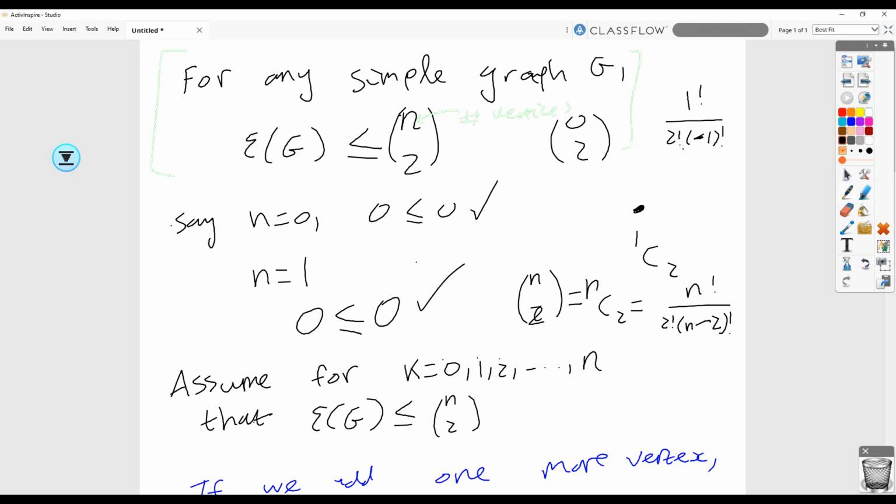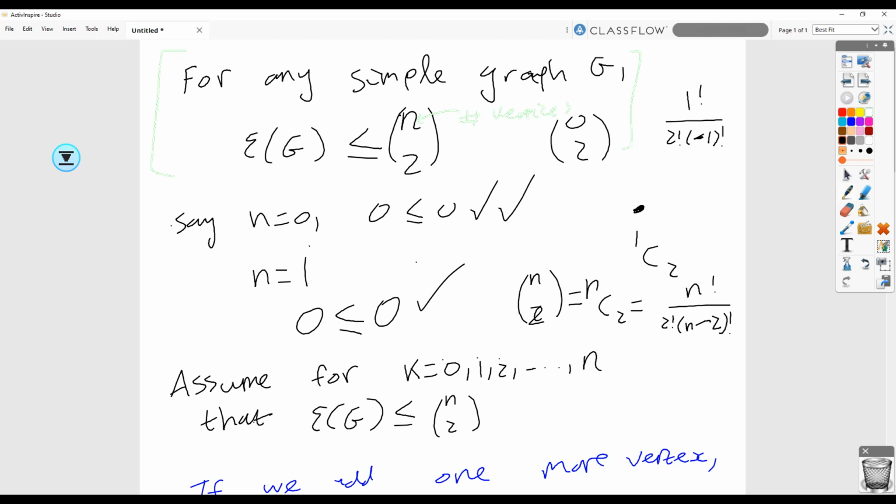So we're going to start with our base case. If we imagine n equals 0, that doesn't really make any sense. That's a graph with no vertices, so clearly it's going to have 0 edges. And n choose 2 is going to be 0 too. If you've got 0 objects, how many ways can I choose 2 from that? 0. So that's going to work.